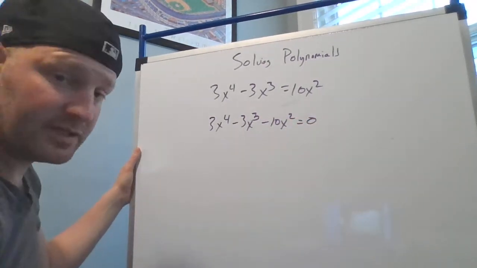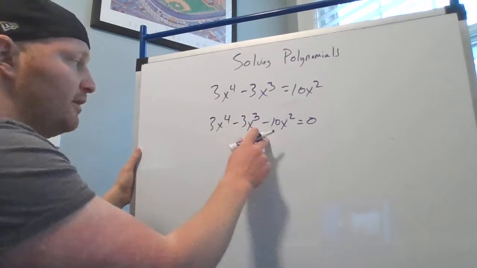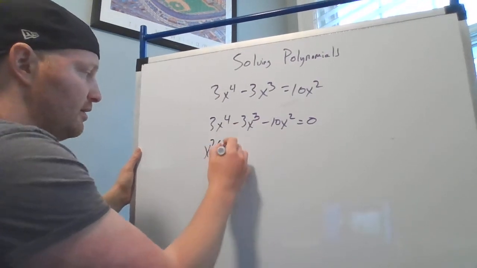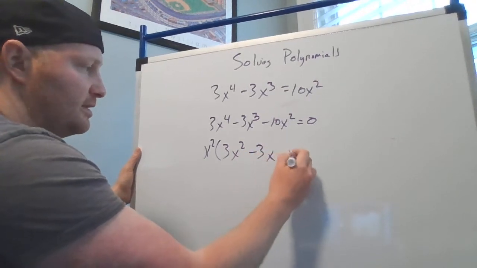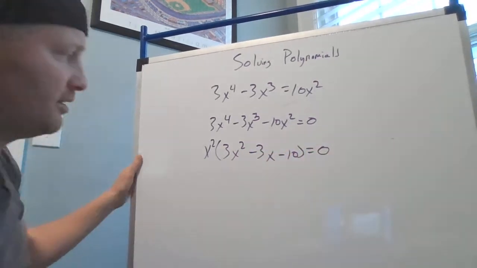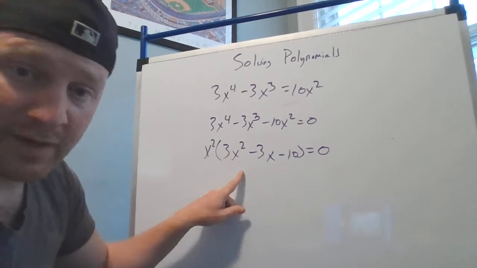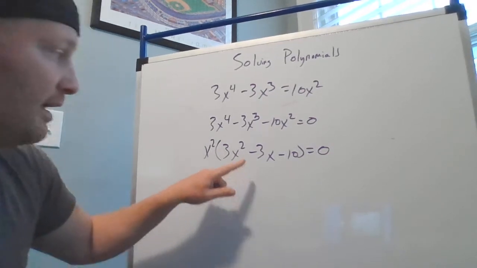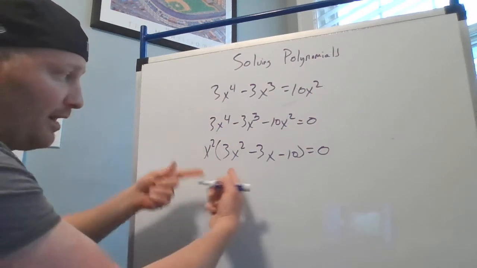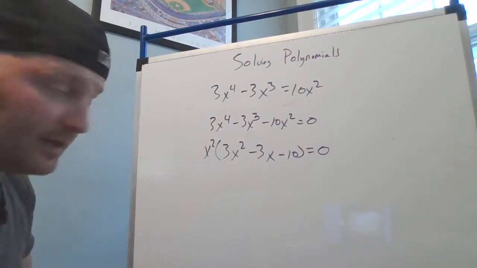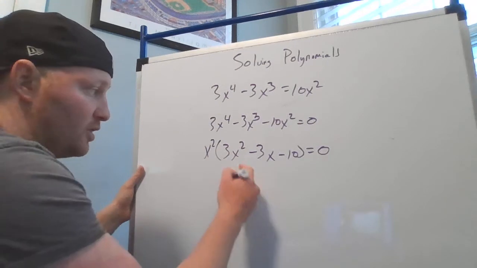Now factor out your GCF. Well, the only GCF I have here is x squared. So I'm left with 3x squared minus 3x minus 10 equals 0. Again, my whole goal in solving these polynomials is to make these look quadratic, and this is quadratic, so now I can solve this. So again, I'm not going to bother wasting my time on finding the factors of this nonsense. I'm just using the quadratic formula.